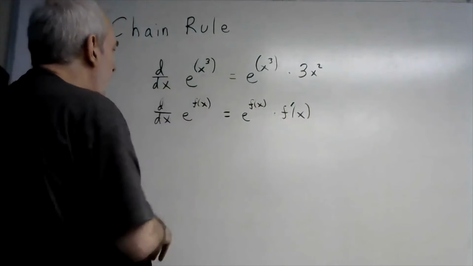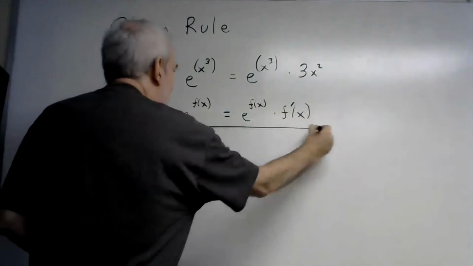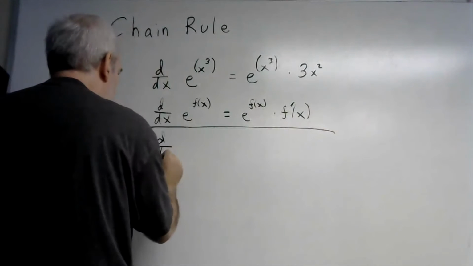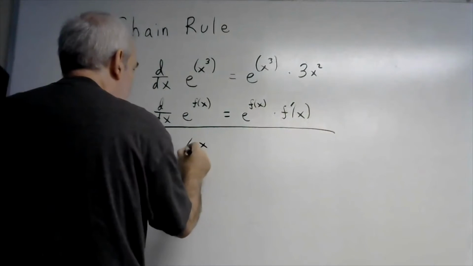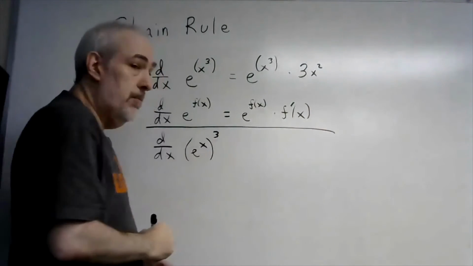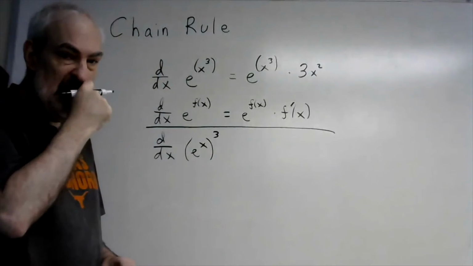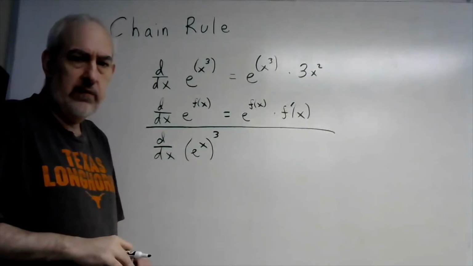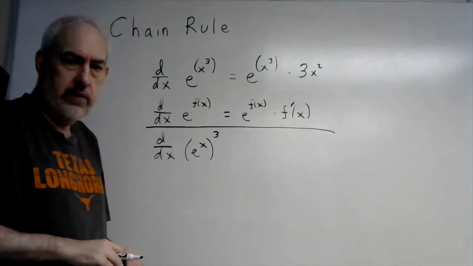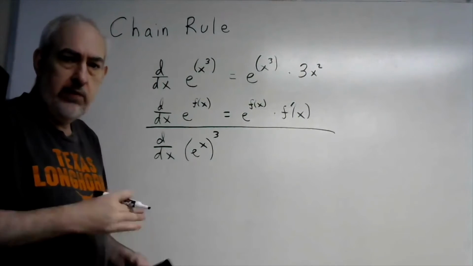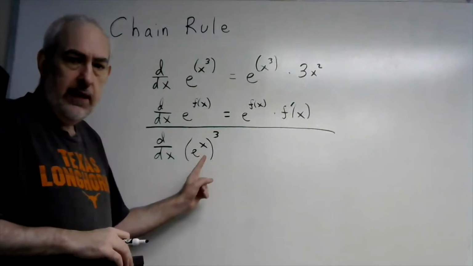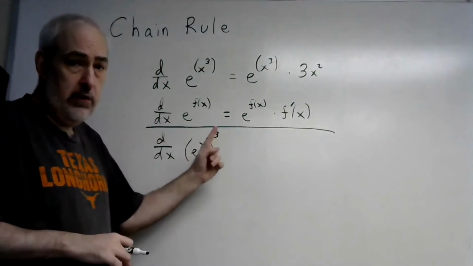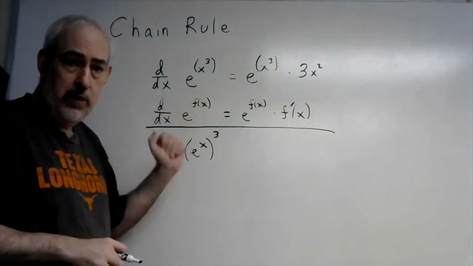Let me switch this around. Instead of that, what if we were taking the derivative of e to the x, in parentheses, cubed? Now there is an alternate way of writing this, but I want to keep it like this and explain how to take the derivative the way it's currently written. So this is the function e to the x put inside of the function x cubed. It's the opposite order of this one.